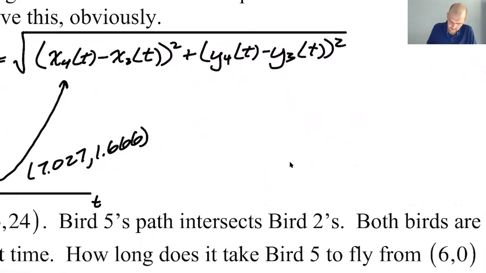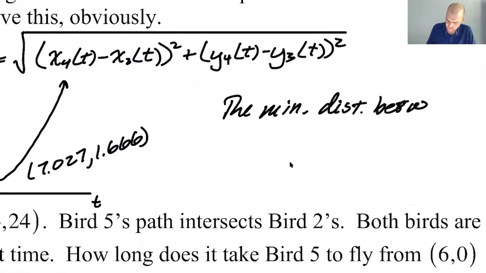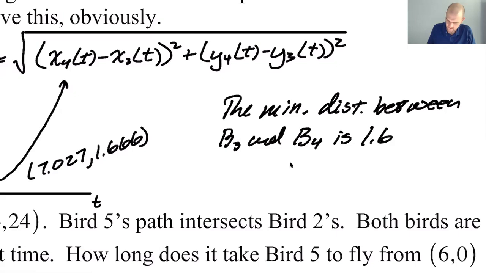So the minimum distance between bird 3 and bird 4 is 1.666. We don't know the units on that.